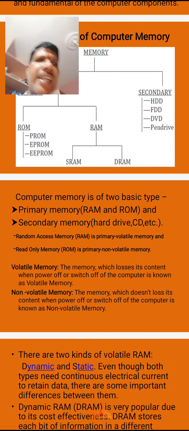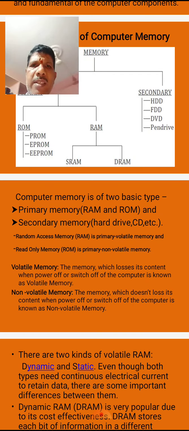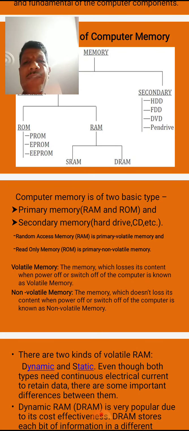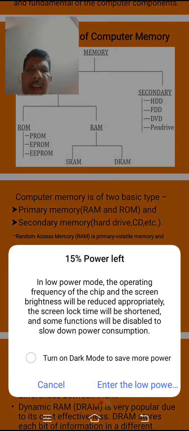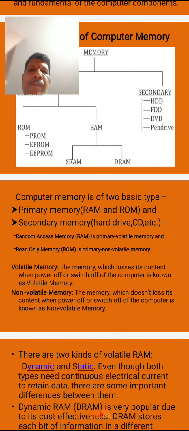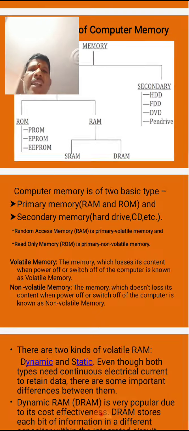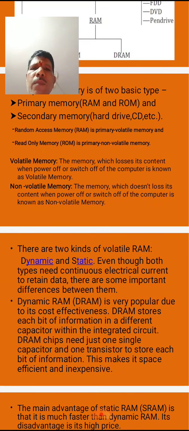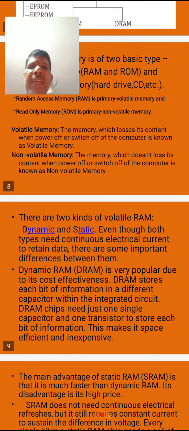Here read and write memory, or random access memory, is volatile memory because its content can be lost when the power of the computer is switched off. This is the difference between volatile and non-volatile, that is RAM and ROM. Then there are two kinds of volatile RAM, that is dynamic and static.